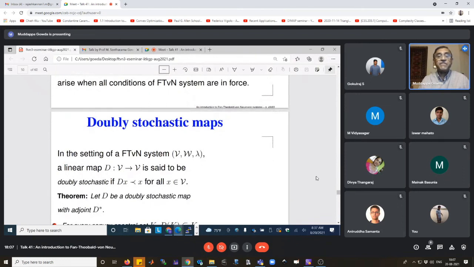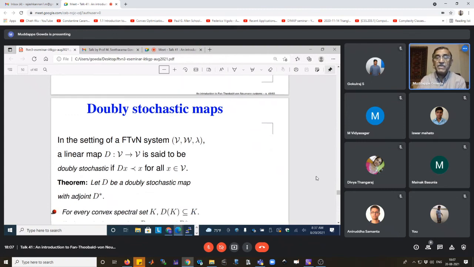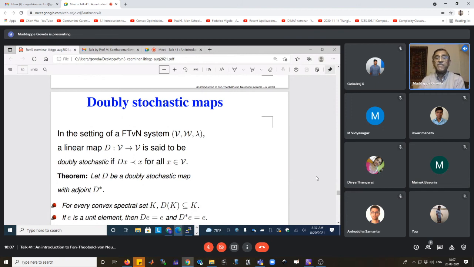Here is the definition of a doubly stochastic map on an FTVN system. You have an FTVN system V, W, lambda. A linear map D from V to V is doubly stochastic if Dx is majorized by x for all x in V. We saw this type of condition in the setting of Rn and Sn and so on. I'm just using that as my definition in this general FTVN setting.